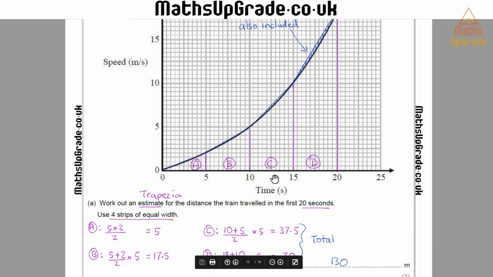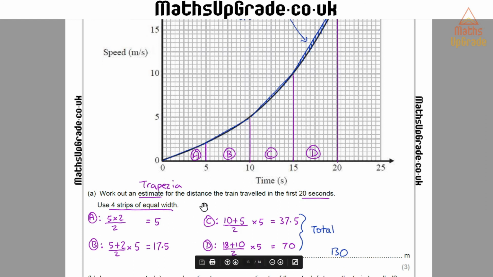For sections B, C and D, well, these aren't triangles, these are trapezia. And to find the area of a trapezium, you add the 2 parallel sides, you divide that by 2, then you multiply by the perpendicular distance between them. So in this case here, it would be 5, add 2, divided by 2, multiplied by the perpendicular distance, which is 5.